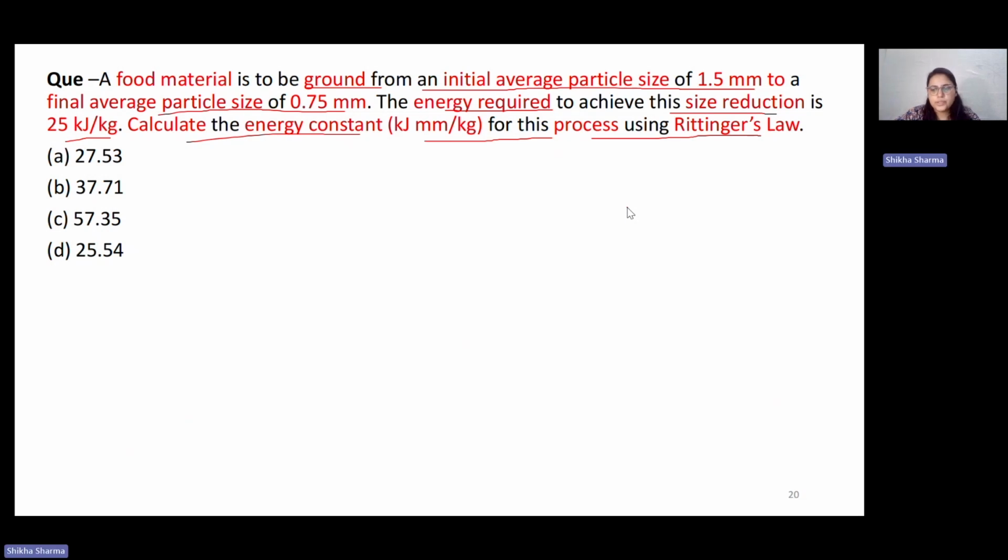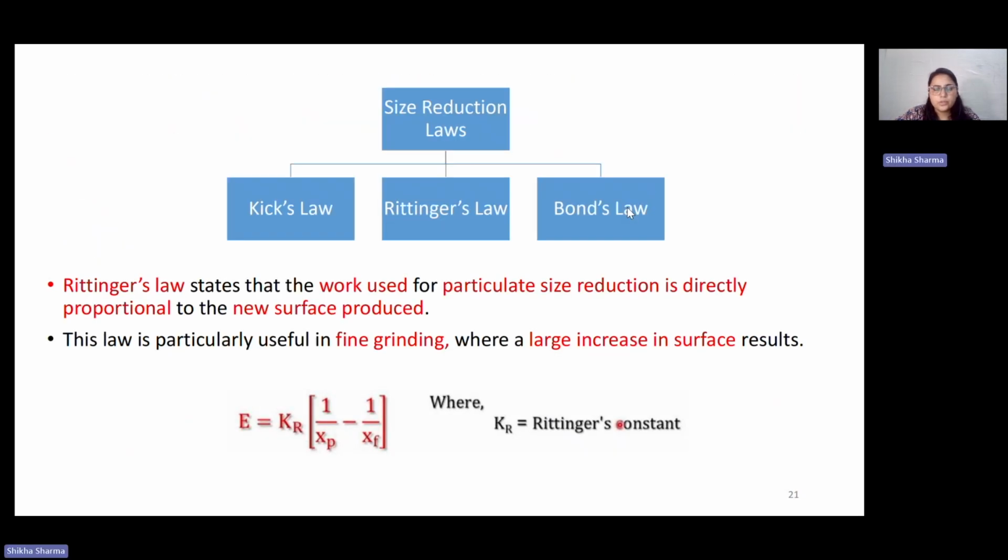Okay, let's solve this question. So we already know that in the size reduction laws, there are three laws: Kick's law, Rittinger's law, and Bond's law. When we are reducing the particle size of any food particle from larger to smaller, these three laws play their role.